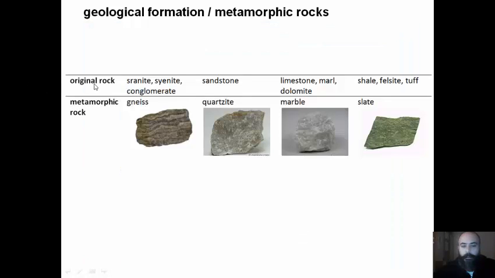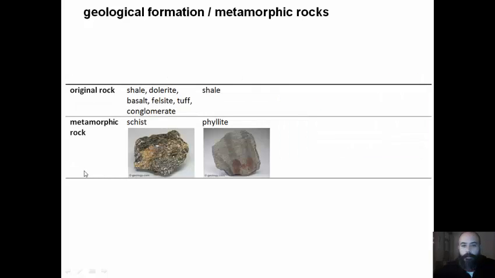According to the original rocks, the metamorphic rocks can be like gneiss or marble, whose origin is limestone or marl or dolomite, or we can have schist out of shale or basalt.